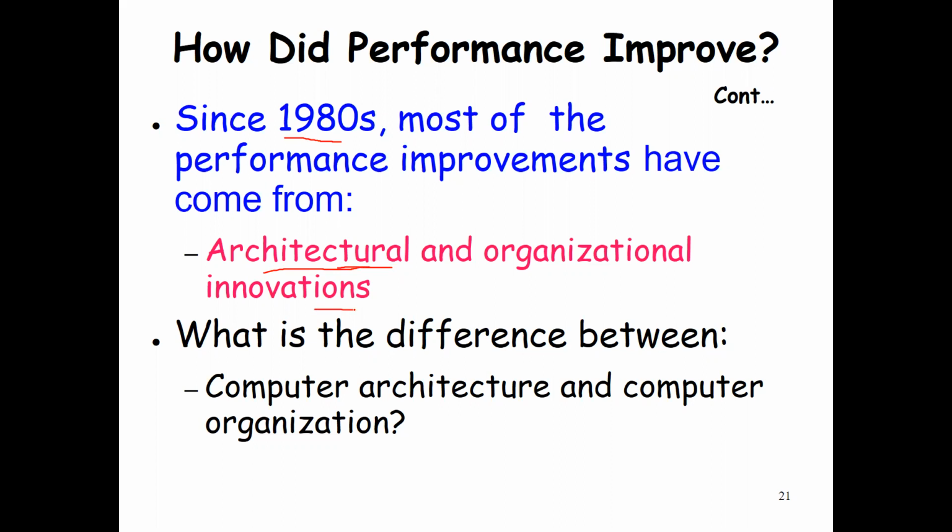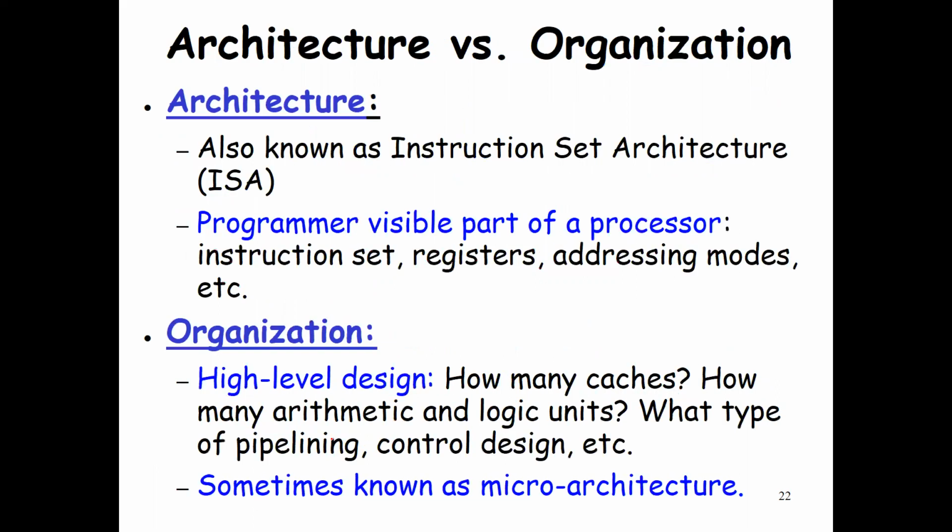Architectural and organizational innovation in the sense improvement in the pipeline technology, having more number of functional units, all those things. These things come under architectural and organizational innovation, right? So let us now briefly discuss what's the difference between a computer architecture and an organization.